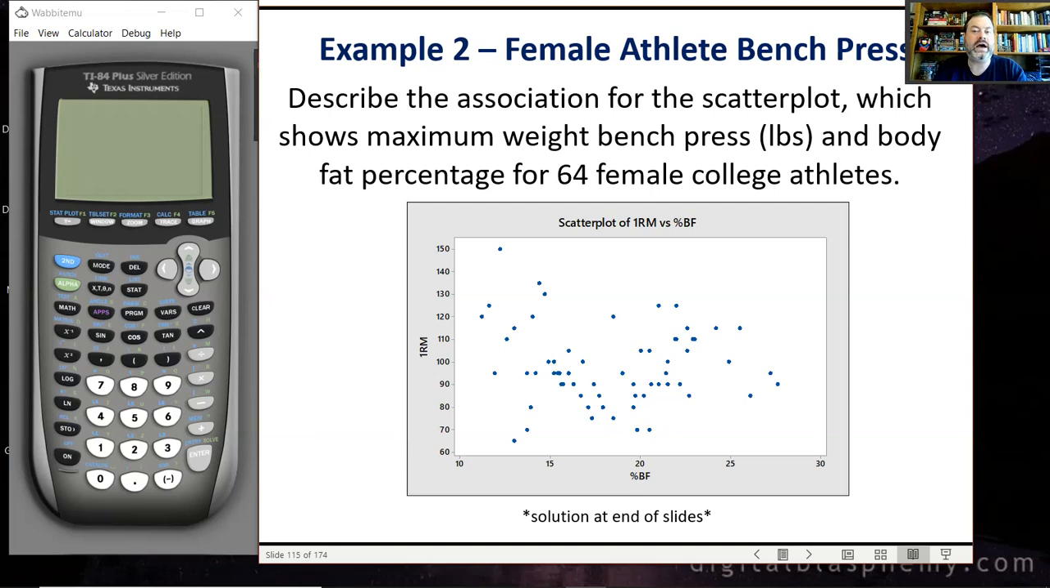And the last question, outliers. If there's no trend, there's no outliers. So we can't even really discuss outliers. And that's it. That's all you have to do, is just try to describe the associations.